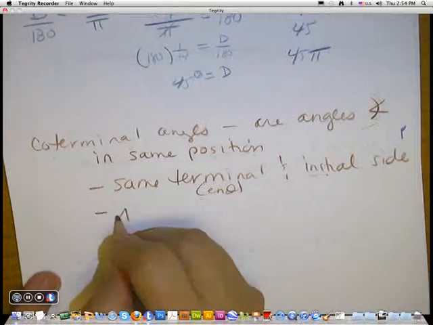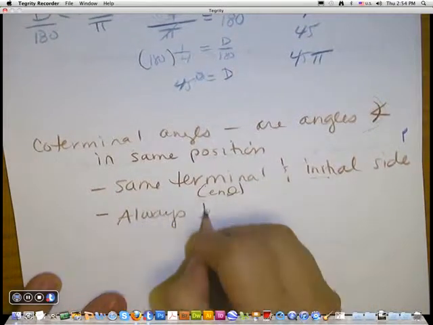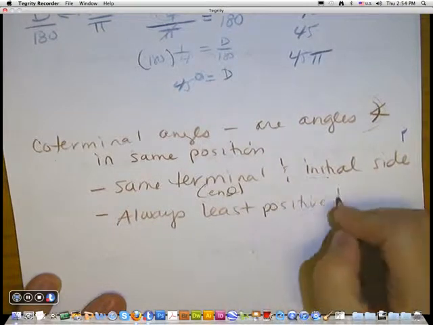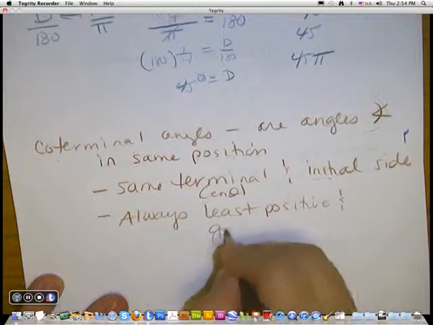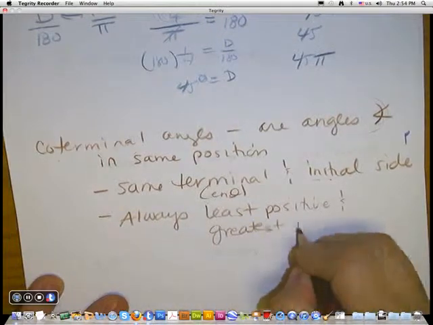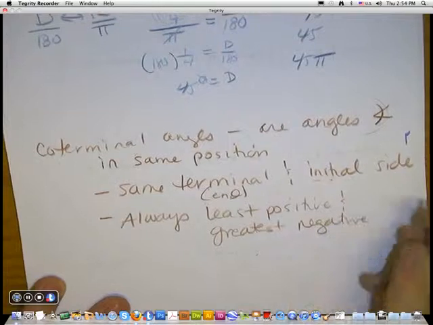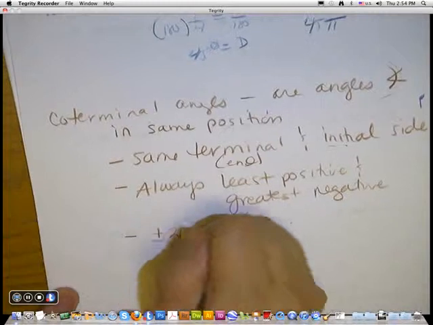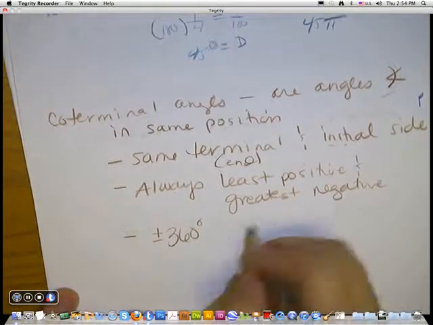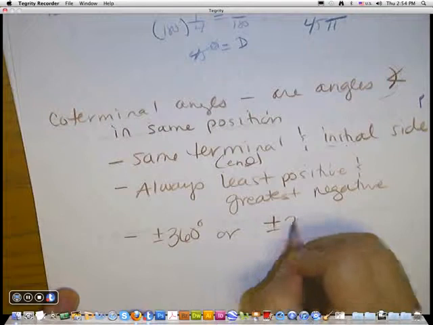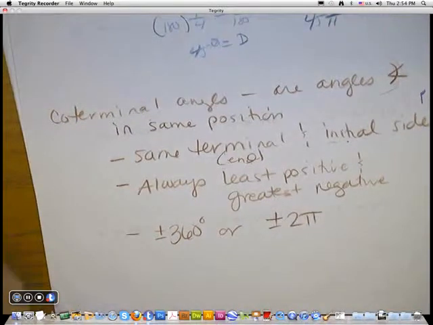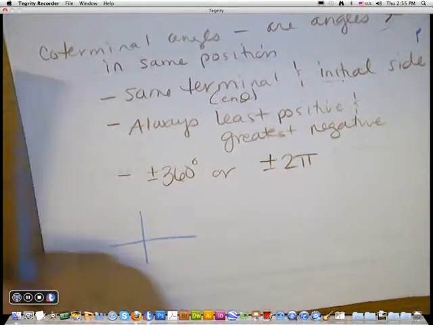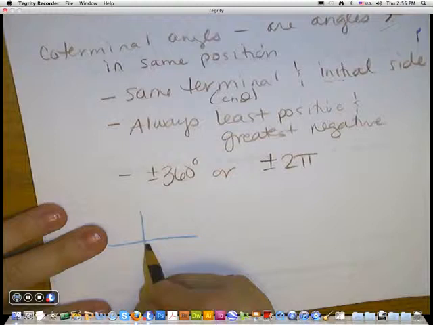We are always going to find a least positive coterminal angle and the greatest negative coterminal angle. And the way we do this is if we're in degrees, we add and subtract 360. Or if we're in radians, we add and subtract 2 pi's. So let's think about why that is. Let's say I'm here at an angle. Here's my angle.